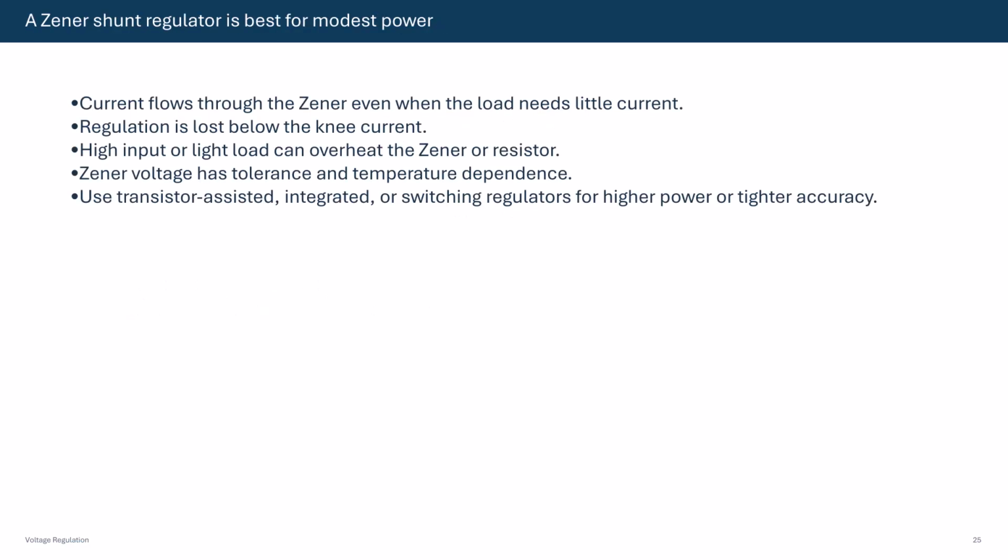The Zener shunt regulator is simple, but efficiency can be poor because current continues through the Zener even when the load needs little current. Regulation is lost below the knee. High input or light load can raise dissipation. Tolerance and temperature cause voltage error. The circuit is therefore most suitable for low power loads and modest input ranges.